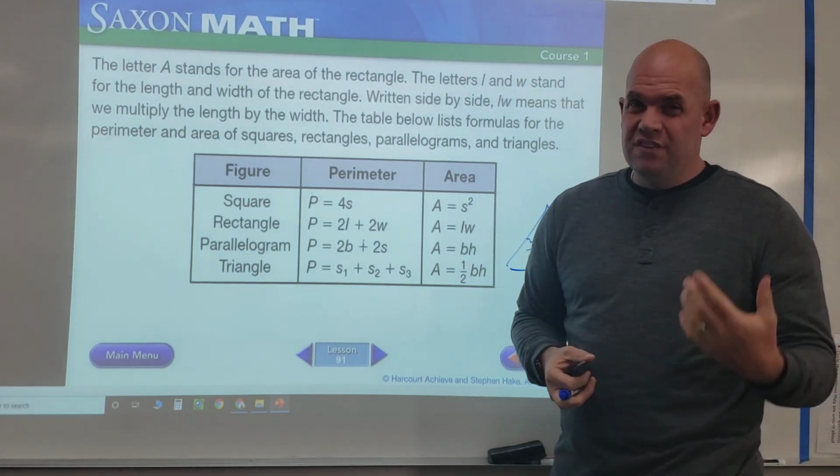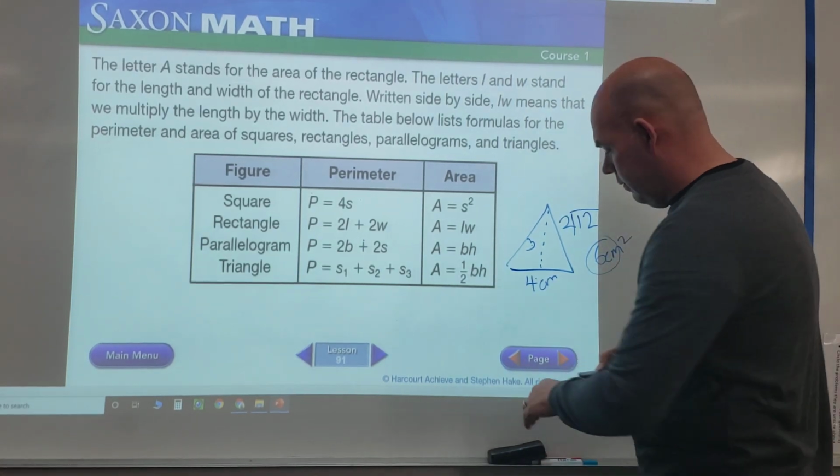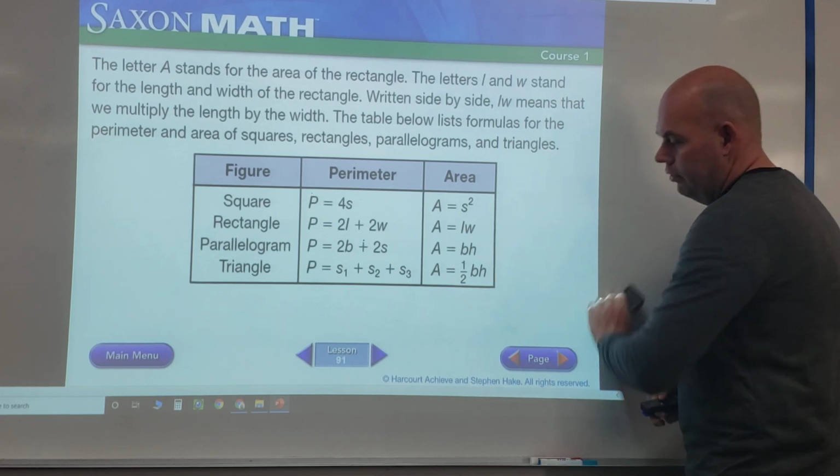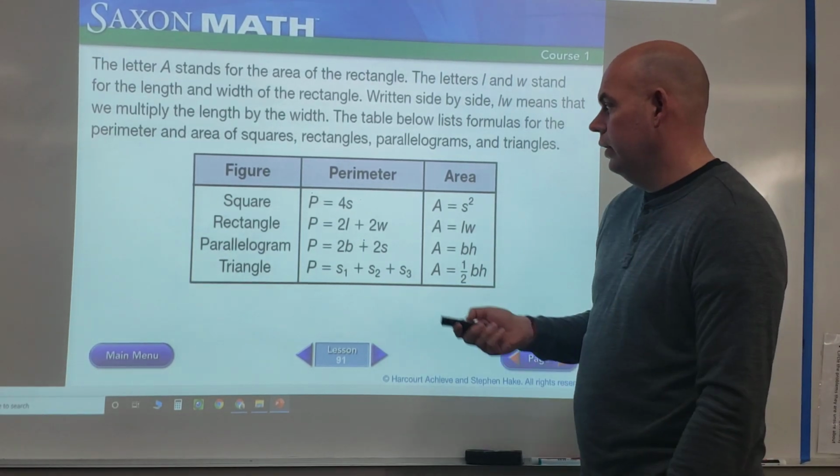Again, today we're really just going to focus on memorizing those formulas. 1/2 base times height for triangle. In the future, you'll also learn how to calculate what that height is on triangles, just like we would for parallelograms.